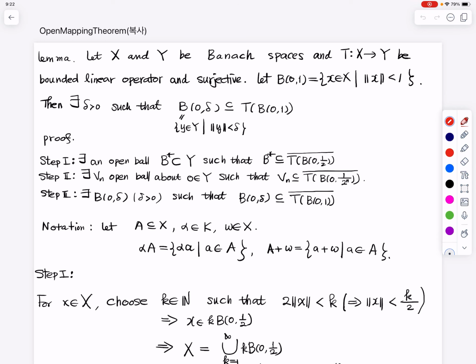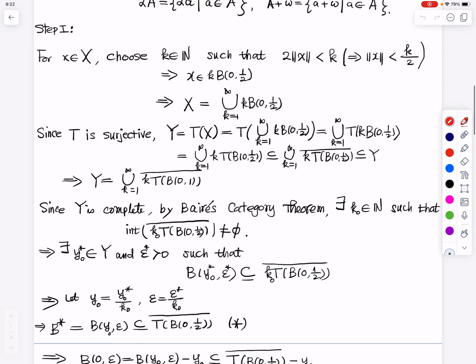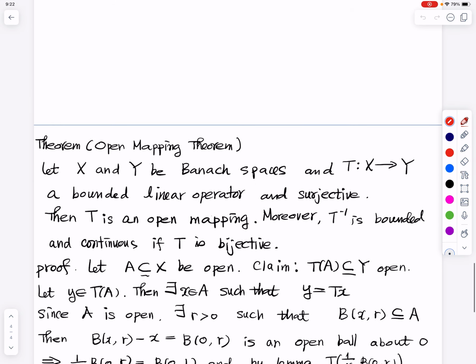Hello everyone. In this video, we are going to study the open mapping theorem. This open mapping theorem is one of the important theorems in functional analysis. The statement of the open mapping theorem is the following.